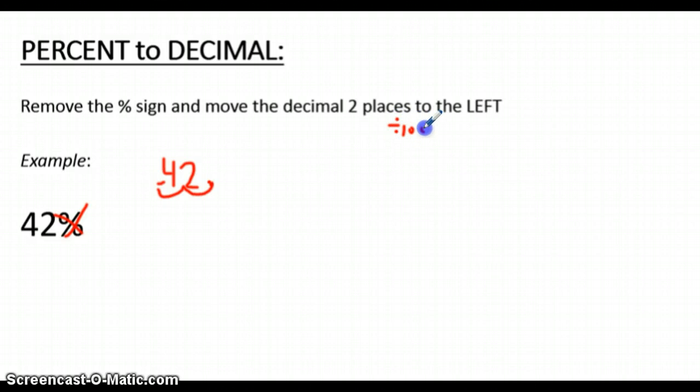Let's see what I mean by dividing by 100. We said 42% or 42 per 100. This is 42 hundredths. So 0.42, what we got before, is pronounced 42 hundredths, 42 out of 100.